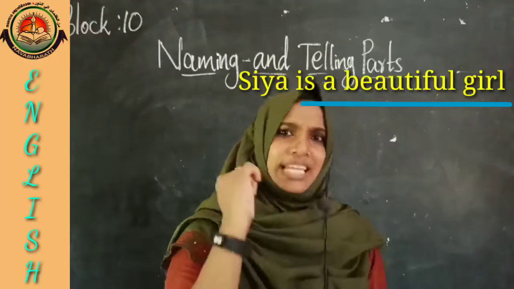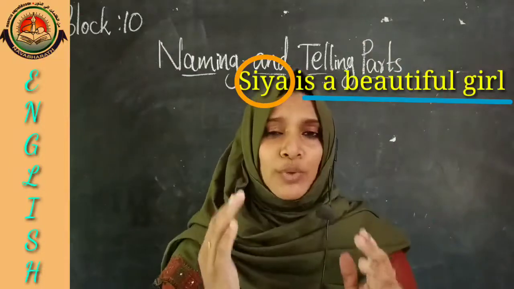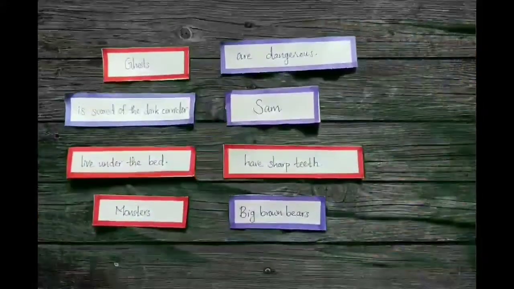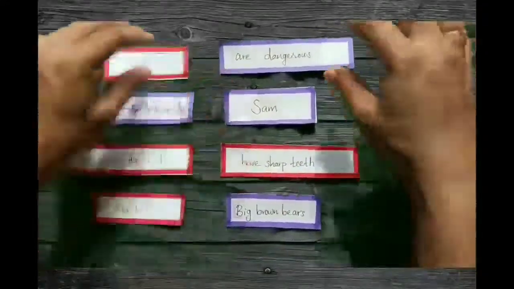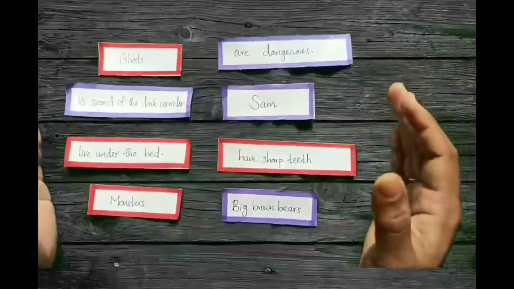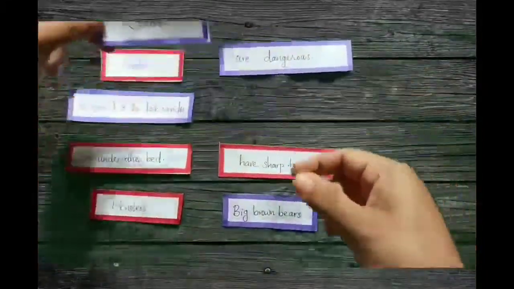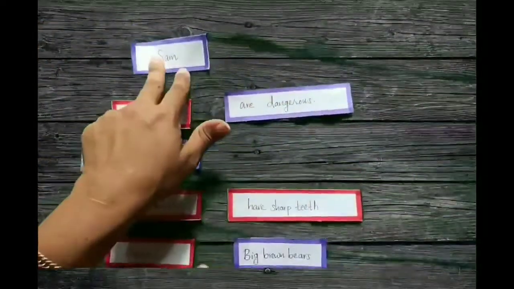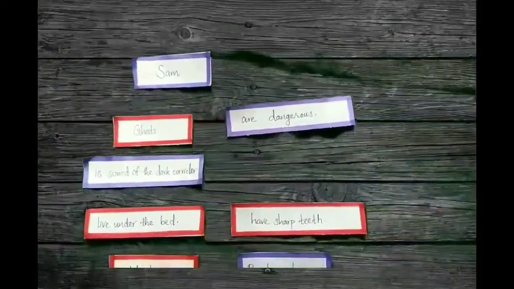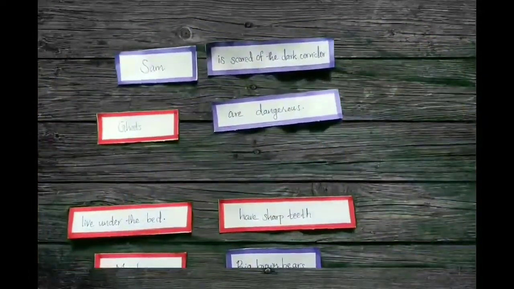So now let's make some sentences by using these naming parts and telling parts with the help of some paper sheets. Yes, dears, these are the paper slips. By putting two paper slips together, we will make a sentence. Okay, so for this, I'll take one naming word like Sam. Then for this naming word, which one is suitable among these sentences? Right, Sam is scared of the dark corridor.